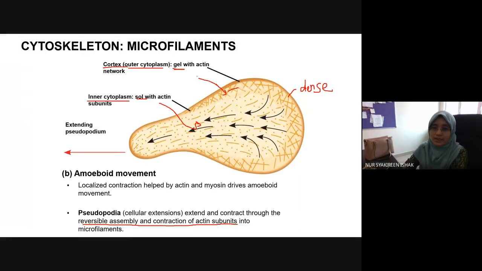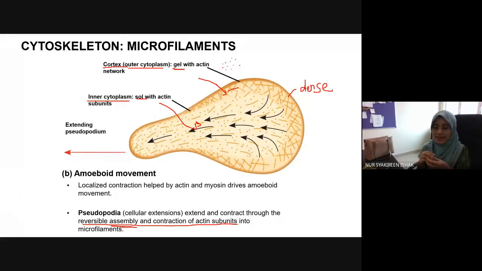Why? Because the actin subunit yang consists of globular protein kan. So within the region, the actin will assemble together, okay, to form the actin filament. So that's why this region it is much denser. Compared to the sol region, it is more fluid. Why? Because the actin subunit will disassemble. Okay, disassemble and assemble, disassemble and assemble. So that forms the sol region. Okay, sol with actin subunit.